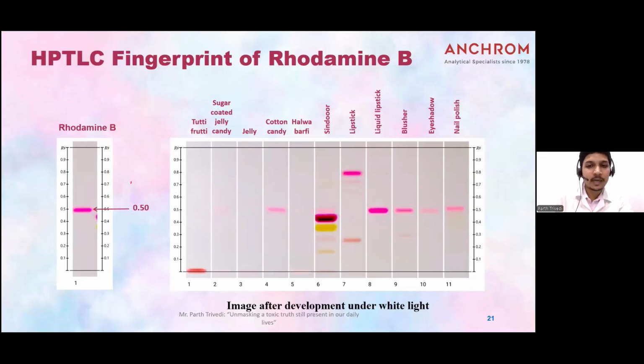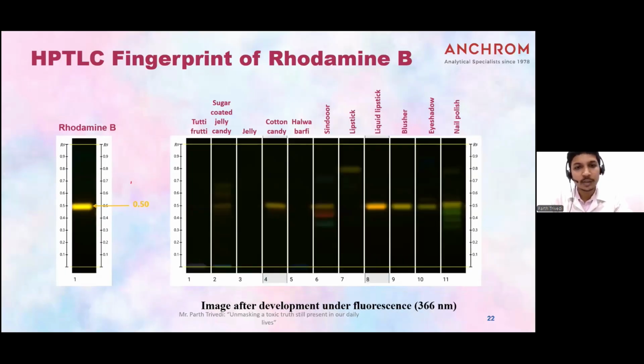Whereas we can't only confirm with white light. So we have this rhodamine B is fluorescence active, so we have taken it in fluorescence. So now you can easily see it in the sugar coated candy over here. It's very light in cotton candy also, and sindoor also, but not in lipstick as I told you. See over here in this area. So this all contains rhodamine B.